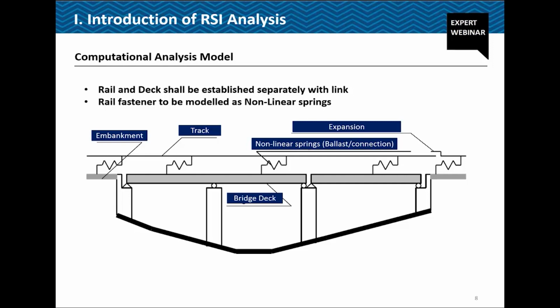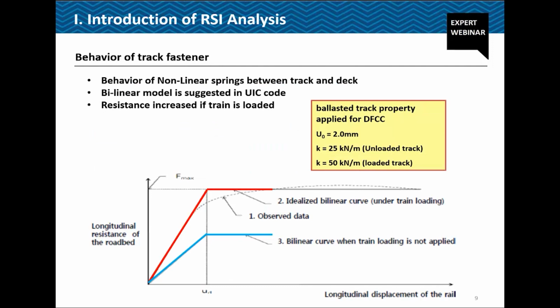Usually, this link is not fully fixed. Longitudinally, if there is a movement, this rail fastener gives some resistance. If there is a longitudinal loading in the forward direction, it allows some movement, but there will be some resistance from the fastener. And this nonlinear property we need to understand.